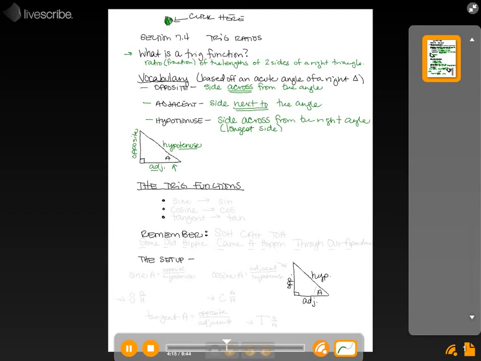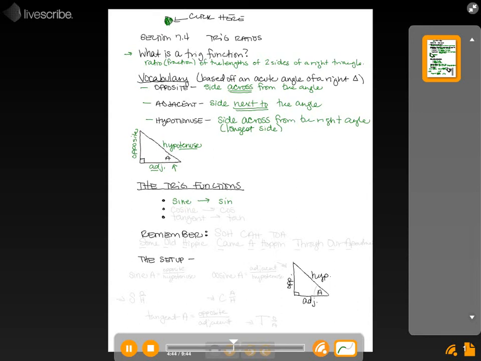Alright, now that we have those vocabulary words down, let's get into what the trig functions actually are. There are three of them that we're going to learn. The first one is called sine, and it's abbreviated S-I-N, and that will be the button on your calculator. We don't say sin, we say sine, okay? And that is one of my pet peeves, people that say sin instead of sine. So the sine button on the calculator is S-I-N.